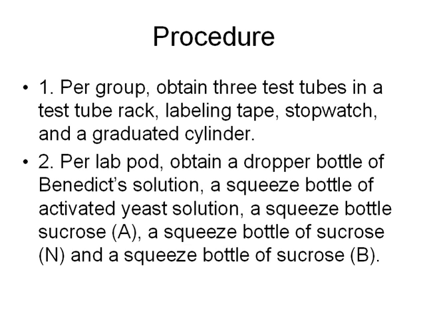Okay. Number 2, per lab pod. Obtain a dropper bottle of Benedict's solution, a squeeze bottle of activated yeast solution, a squeeze bottle of sucrose A, a squeeze bottle of sucrose N, and a squeeze bottle of sucrose B. A is referring to acidic, N is referring to neutral, and B is referring to basic.